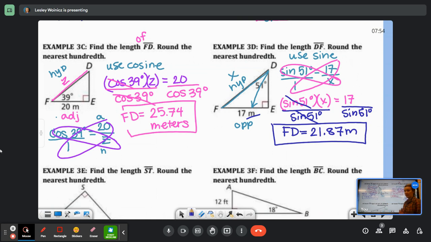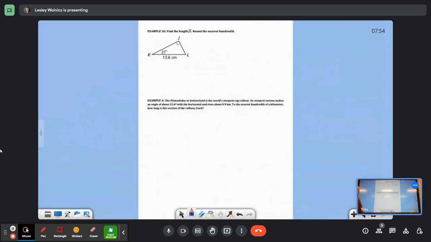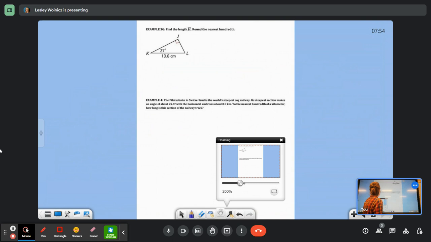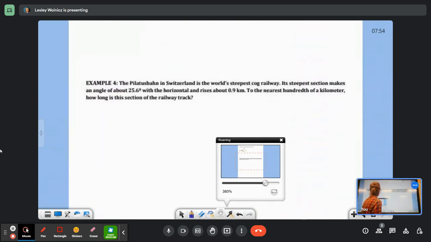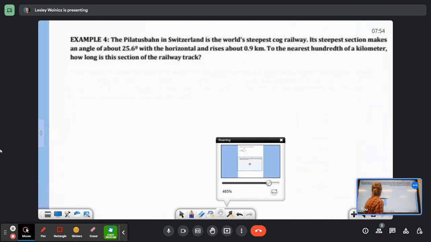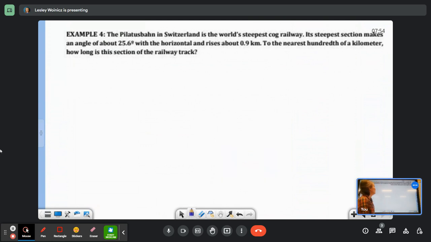All right, that's a lot so far. We're going to skip to the back and do this word problem. I'm not even going to say that word.